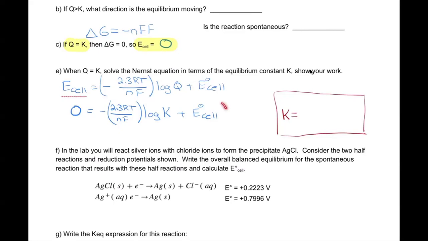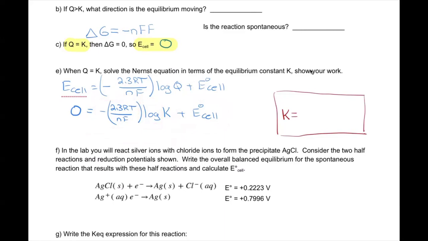So the first thing you'll have to do is subtract E naught cell to the other side of the equation. Then we're going to have to divide or multiply by the reciprocal of what's in here to isolate log K. And then we're going to have to get rid of our log. And to get rid of the log, we do 10 raised to whatever is there. And so you can set that up.